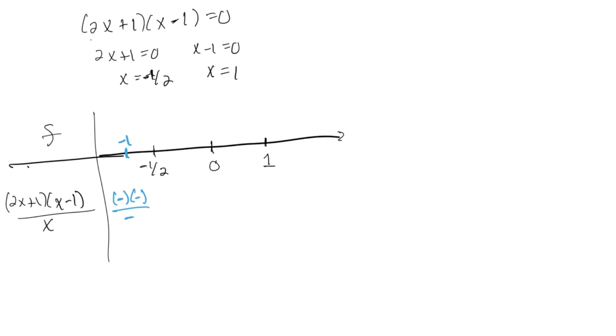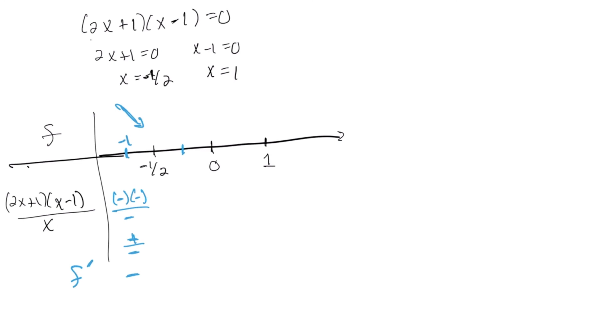So in the numerator I have negative times negative, which is positive. In the denominator I have negative. Positive divided by negative is a negative. So the overall sign of f prime is negative. So my function's decreasing on that interval. Now I need to plug a number between negative 1/2 and 0.